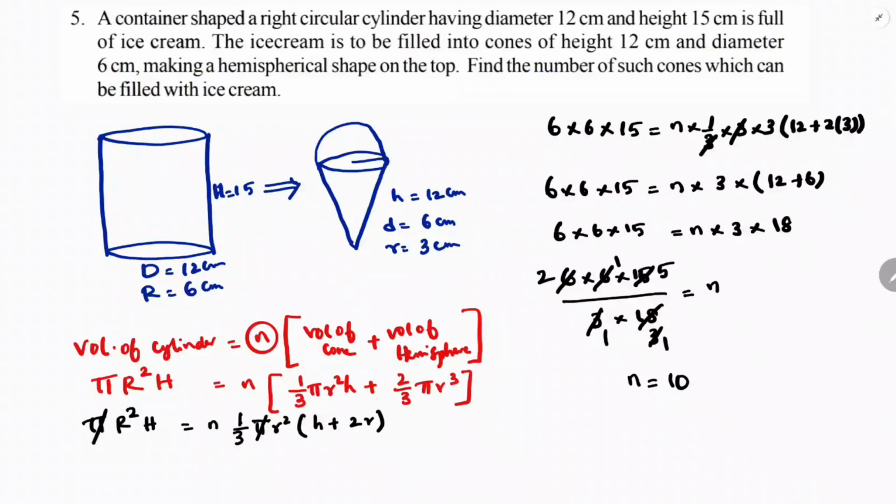So the number of such cones which can be filled with ice cream is 10. 10 cone ice creams with hemispherical tops can be filled with the cream which is in the cylinder. So my advice is to do this type of problems at a stretch: volume of cylinder and volume of what they gave, and whatever they are asking the number of, there you write n. They ask the number of cone ice creams with hemispherical top, so beside that I'll write n and I'll find the value of n.